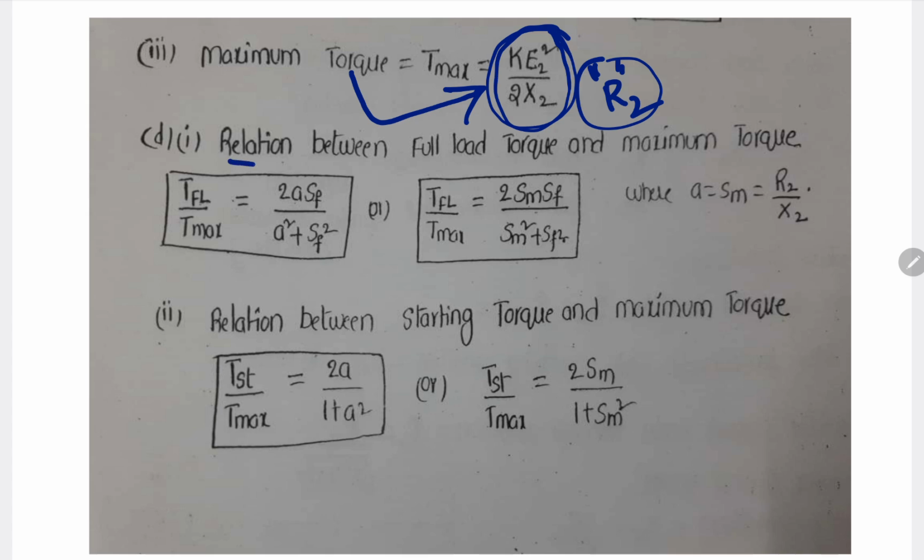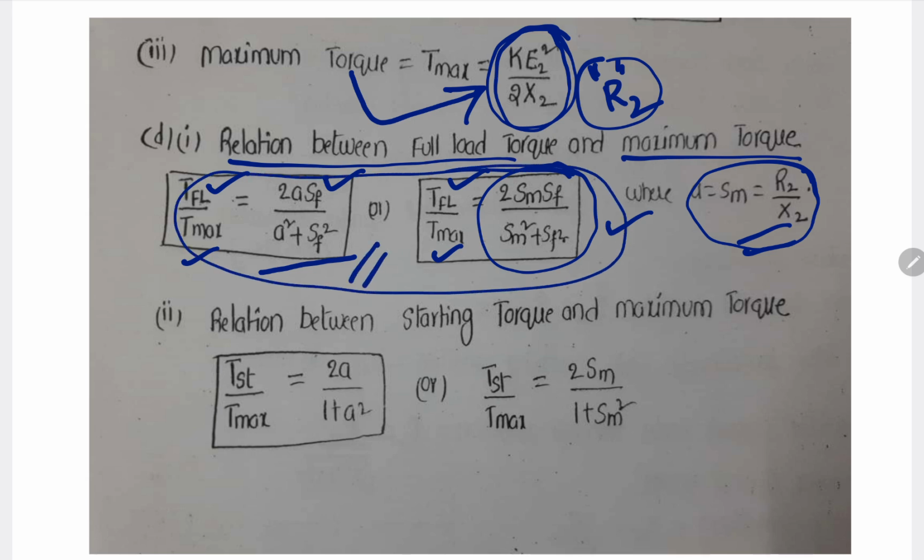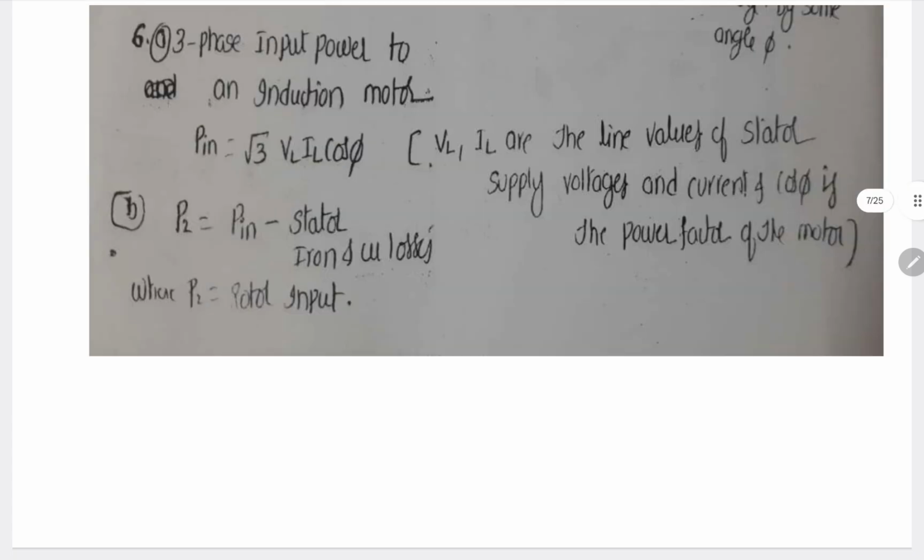And a few more relations, full load torque and maximum torque relation. Full load torque by maximum torque is 2a SF by a square plus SF square. A is nothing but slip corresponding to maximum torque. Full load torque by maximum torque is 2 SM SF by SM square plus SF square. We can solve a good number of problems on these two formulas. Very important formulas for solving the problems. And starting torque by maximum torque is equal to 2a divided by 1 plus a square. Again, a is nothing but SM, slip corresponding to maximum torque.